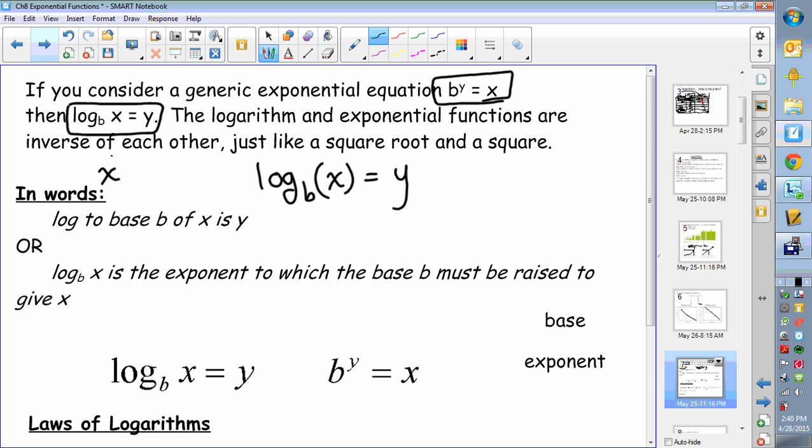If you had x squared equals 9 and you want to solve for x, that is not a barrier for you anymore because you know how to undo a square, and that is to take a square root. And when you do that, you get plus or minus 3. It's intuitive that you know how to undo a square. It's the square root. Why?